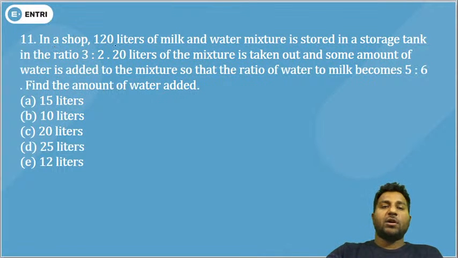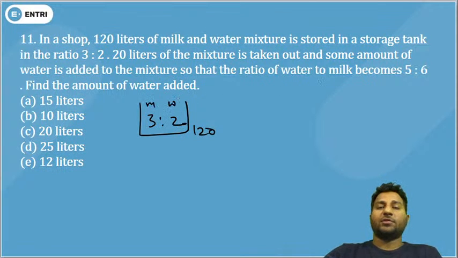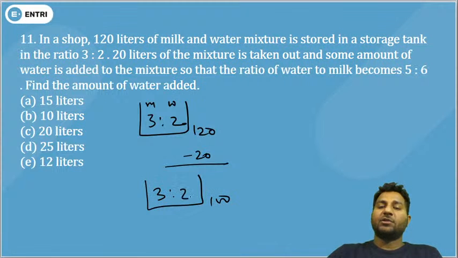Look at this. In a shop, 120 liters of milk and water mixture is stored in a storage tank. So 120 liters has been stored in the ratio of milk and water, 3:2. 20 liters of the mixture is taken out. That means we have been left with 100 liters, but the ratio will remain intact. And some amount of water is added. We don't know how much.